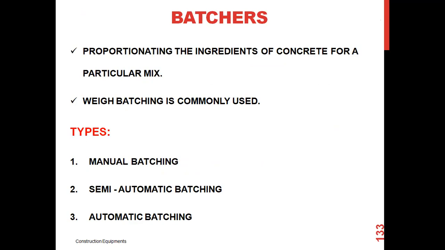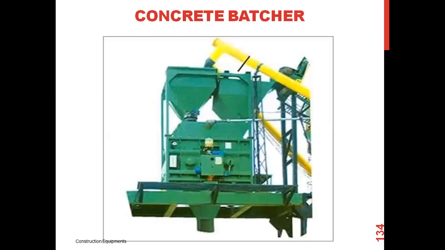In concrete, we have different types of materials combined together: cement, coarse aggregate, fine aggregate, and water. To mix these ingredients, water is used, and proportioning of these ingredients with the help of weigh batching is commonly used. The types are manual batching, semi-automatic batching, and automatic batching. The concrete batchers.